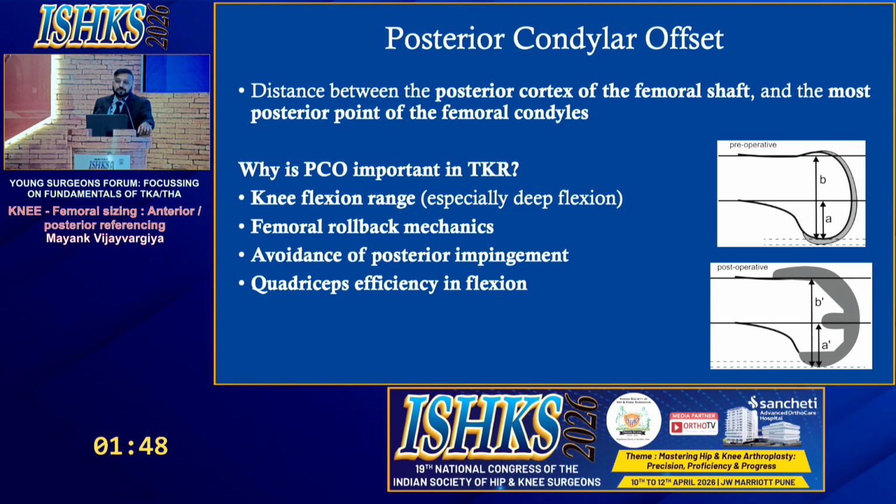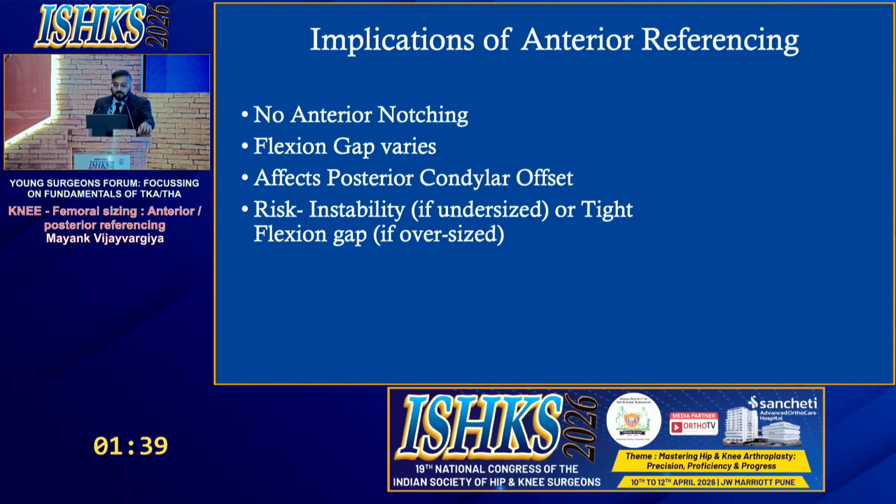As we all know, posterior condylar offset is very important in total knee replacement as it affects the knee flexion range, femoral rollback and quadriceps efficiency. The benefit of anterior referencing system is it protects the anterior cortex. However, the flexion gap varies. It affects the posterior condylar offset. It causes instability if you are undersized or causes tight flexion gap if you are oversized.